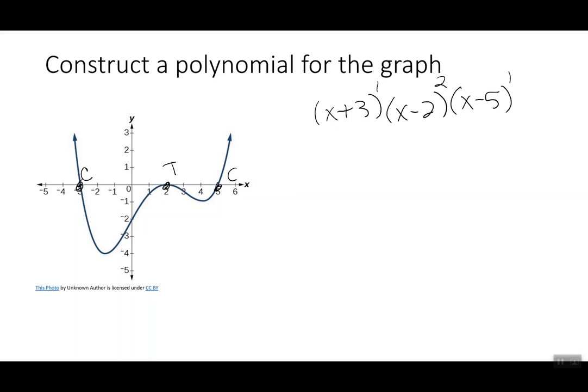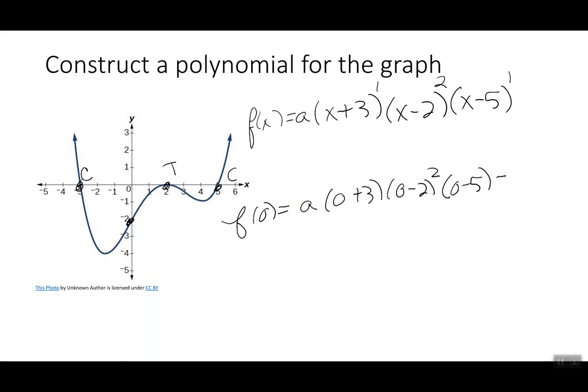All right. So what else we have is this -2. So we want to finish this graph off by saying, well, there's probably some kind of leading coefficient, a, but we want to make sure that that a matches our graph. So if I plug in 0, remember I don't know a, but I have 0 plus 3, I have 0 minus 2 squared, and I have 0 minus 5, and that's supposed to get me -2, right? Because that's where it's supposed to touch the y-axis.